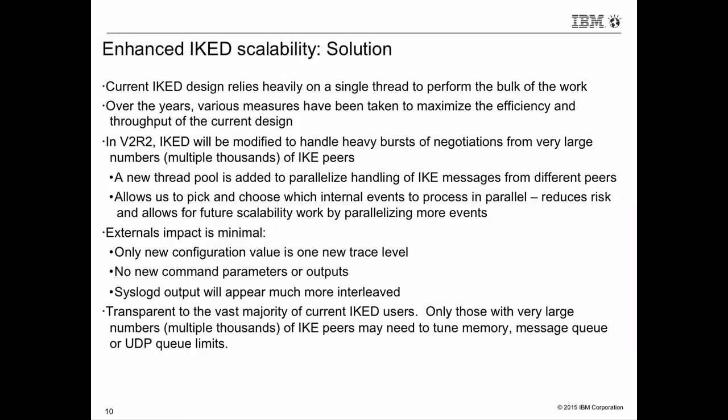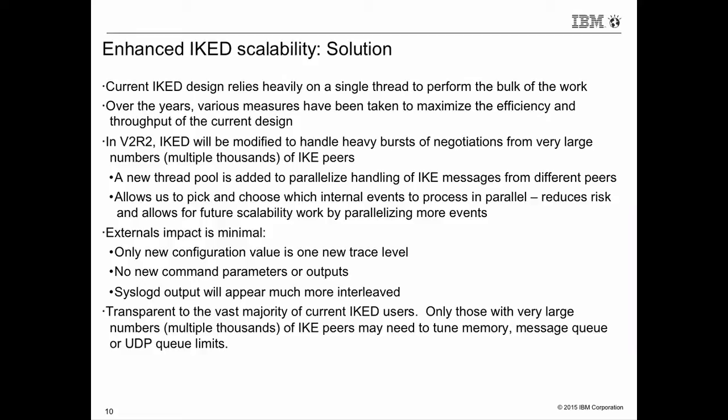A lot of the problem relates to the fact that the IKE daemon, as we originally implemented it, is mostly single-threaded. Over the years, we've done little tweaks here and there to try to improve the situation, but everything has still been largely one thread, and that can be very constraining as we get to these larger implementations. So in V2R2, we've restructured it so there's now a pool of threads that we're utilizing.